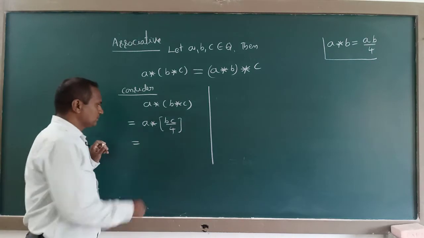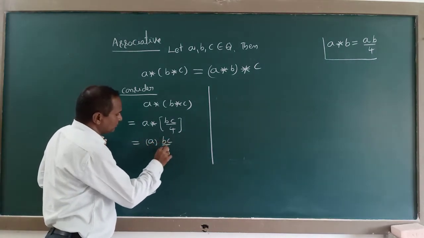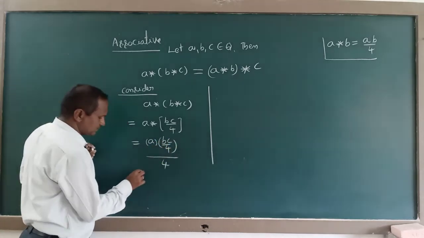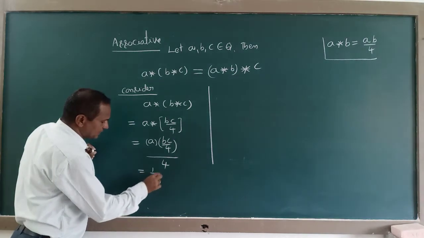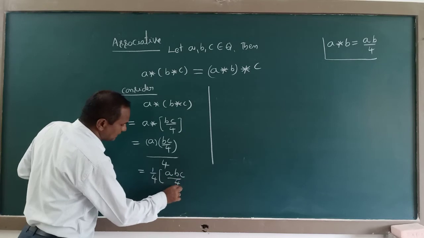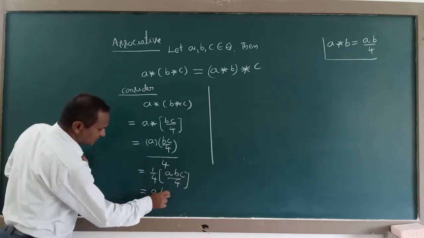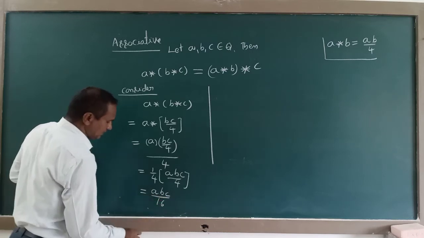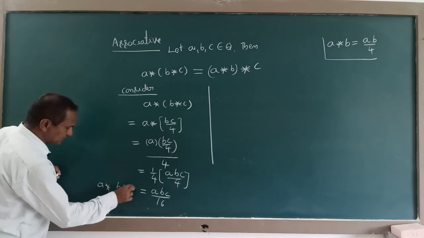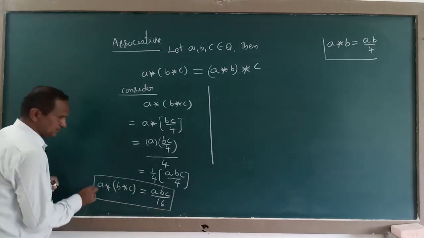a star of bc by 4 is a into bc by 4 whole divided by 4 here. That is, take 1 by 4 outside, then we get abc by 4, and the final answer is abc by 16. It is the value for a star of b star c.